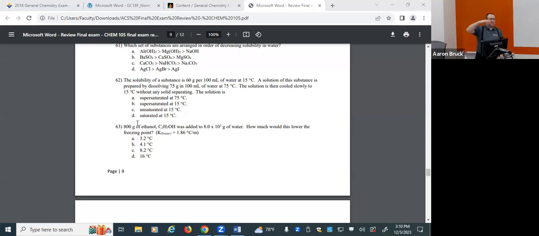Well, the problem describes a scenario where, if we increase the temperature of something, for most things the solubility goes up. An easy example of this is if you're making sweet tea at home. It's a lot easier to dissolve the sugar into the tea when you first brew it than if you try to do it after it's sat in the refrigerator for an hour.